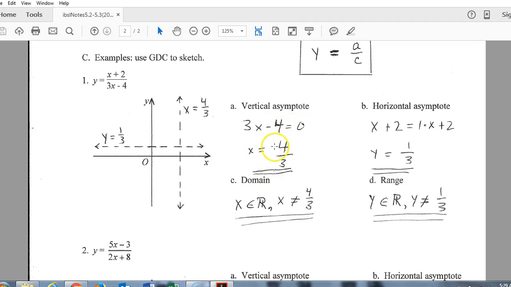Notice that if this is an asymptote, then when it comes to our domain, we can use every number except that for the domain. That's a number that I'm not allowed to plug in for x. Same thing with the horizontal.